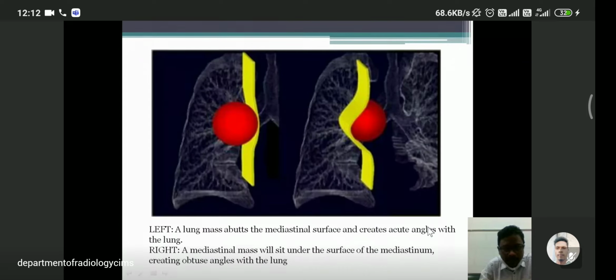This is the pictorial representation that helps demonstrate how the mass creates an angle. On the left side, this is the intraparenchymal mass, or lung mass, that creates an acute angle with the mediastinum. And on the right side, this is the mediastinal mass that will lift the mediastinum also, so it will create an obtuse angle. So the mediastinal mass creates an obtuse angle, and the intraparenchymal lesion creates an acute angle.